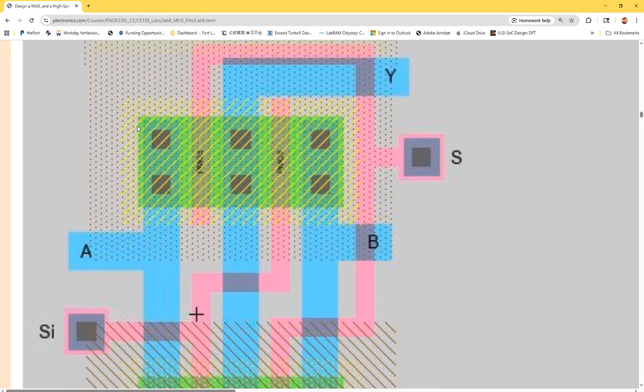Okay. So the pink one is the poly, and the light blue color is metal one. It's a poly and metal one contact.